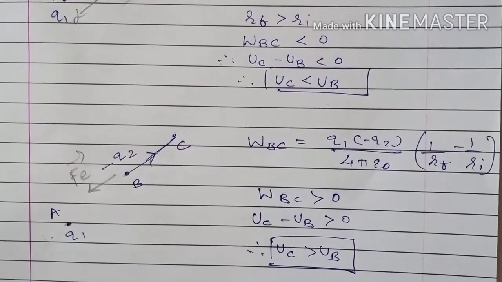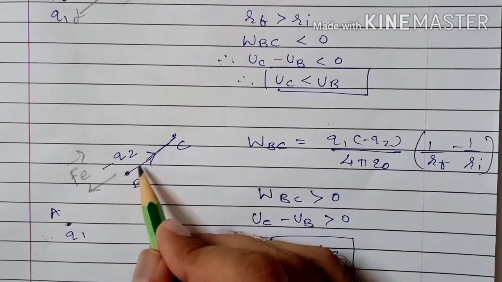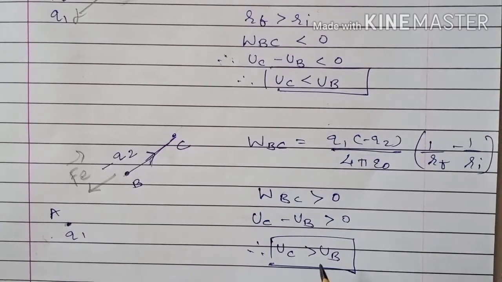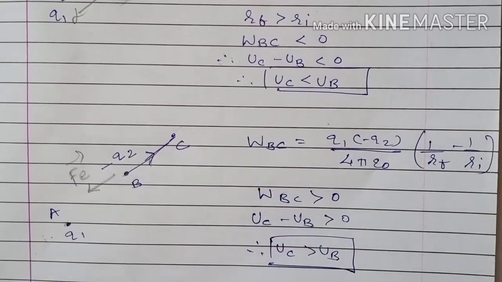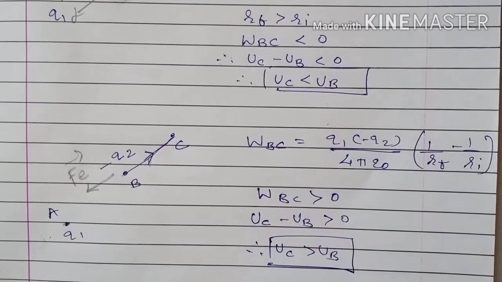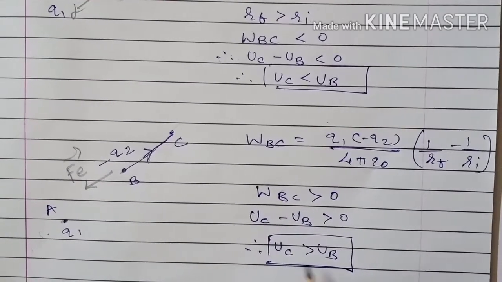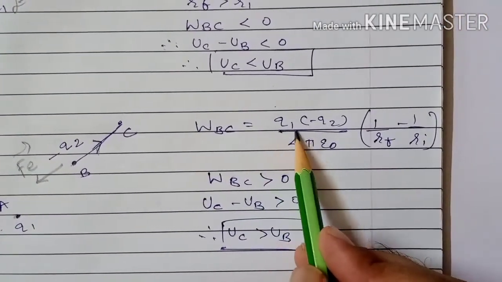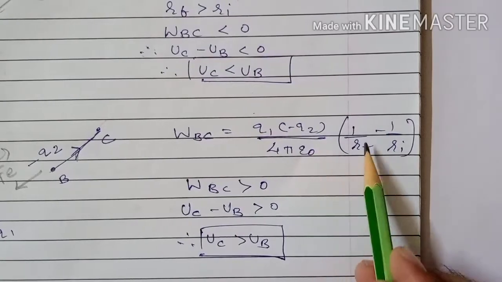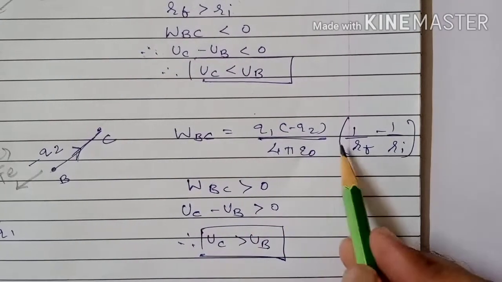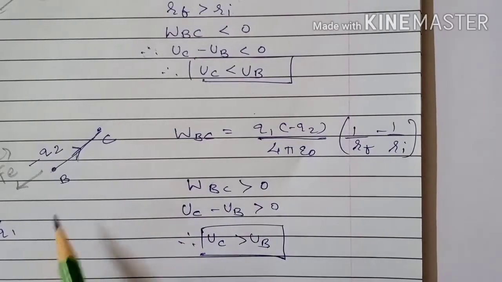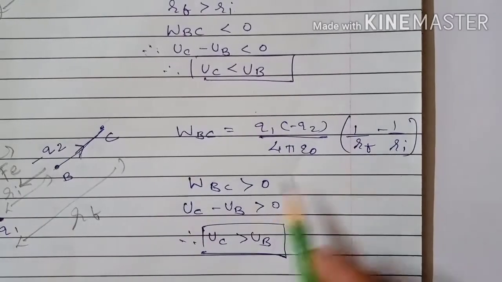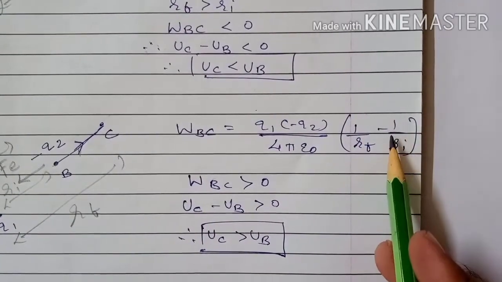Therefore here, in moving charge minus Q2 from B to C, work is done against the electrostatic force. When work is done against the electrostatic force, that work done will be greater than 0. At that time, final potential energy will be greater than initial potential energy. WBC is equal to Q1 into minus Q2 upon 4 pi epsilon naught, 1 upon RF minus 1 upon RI. Here also RF is greater than RI. This is RF, this is RI. Here also RF is greater than RI, so 1 upon RF is less than 1 upon RI.